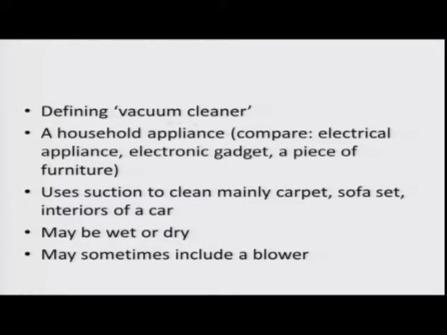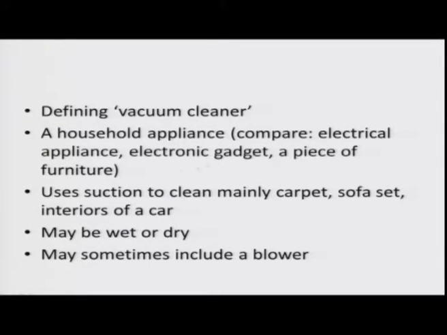This category actually contrasts with other categories such as electrical appliance, electronic gadget, a piece of furniture. All these are within the household context. So, for example, if you are defining a television, then electrical appliance may be more appropriate. Say you are talking about a mobile phone, it is an electronic gadget. Say you are talking about a divan, then you would need the furniture category.